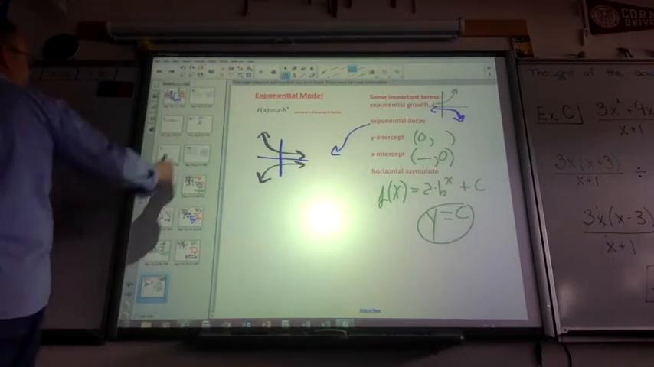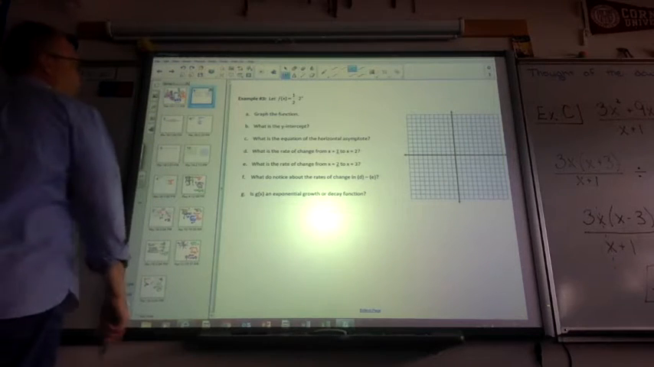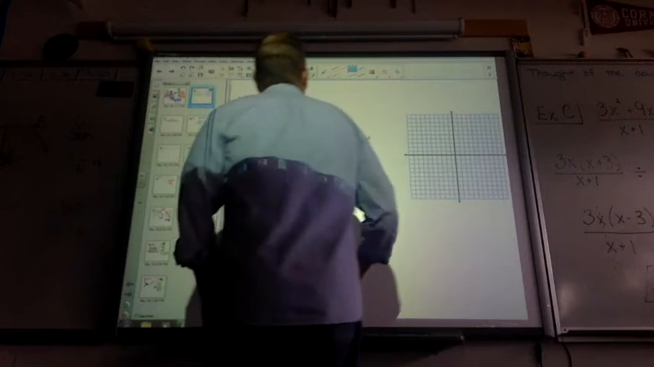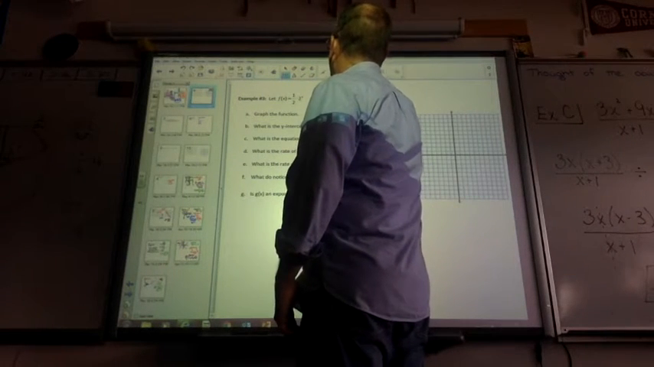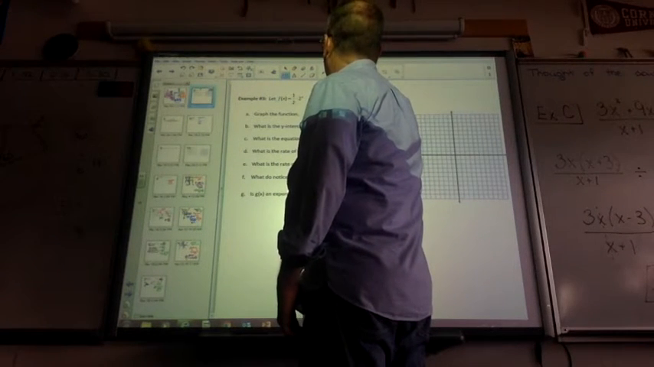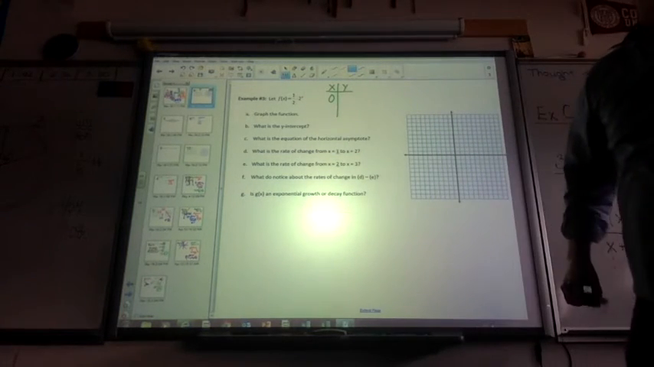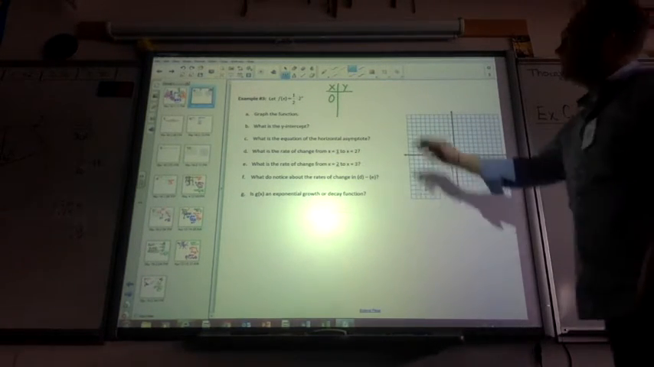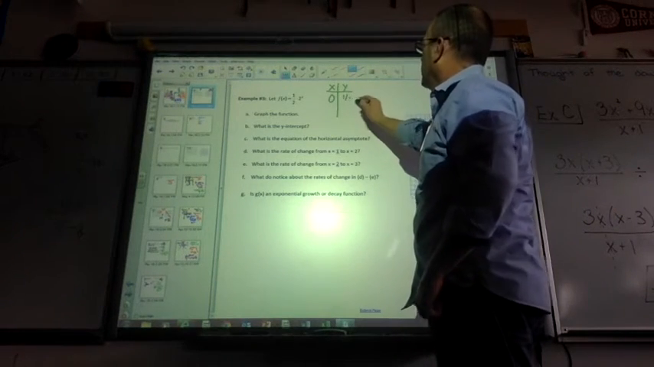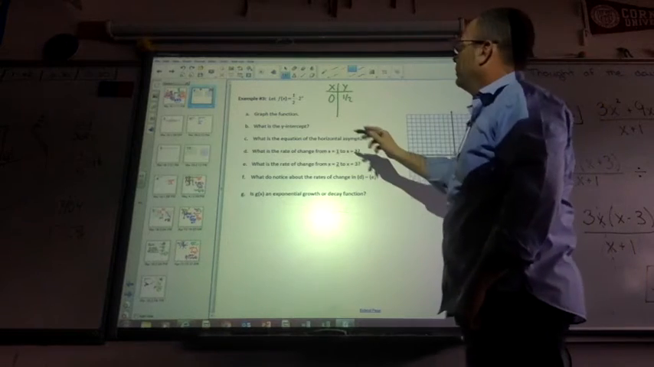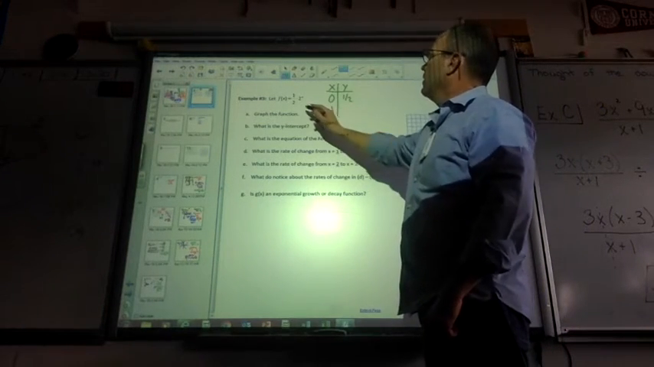Almost done. Next one. Graph the exponential function. Let's graph it. Let's find ourselves 2 points. So I'm going to plug 0 in first. 2 to the 0 power is 1. 1 times half is half. Good.